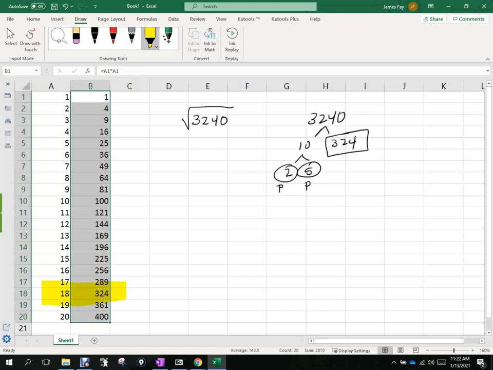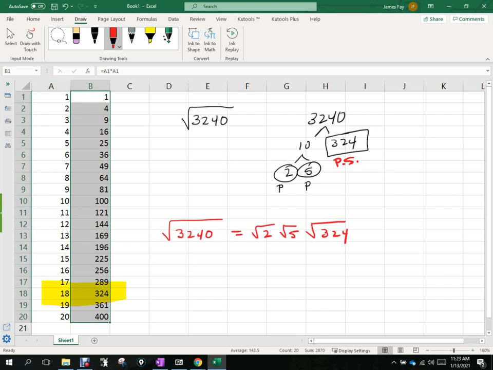But it's a perfect square, isn't it? Okay, so perfect square. So what that means to me, a way we can write this now, we could say that radical 3240 is exactly the same thing as radical 2 times radical 5 times radical 324.